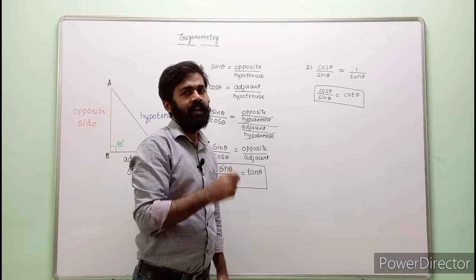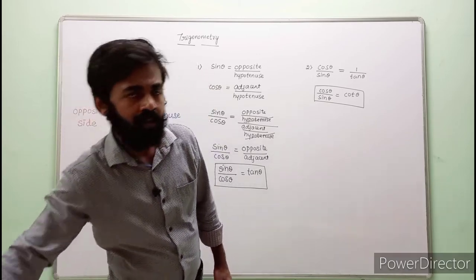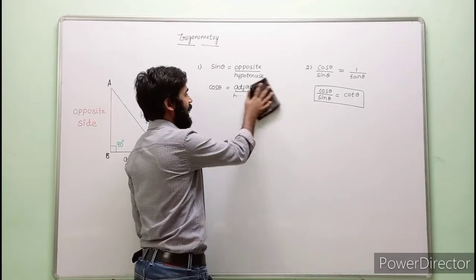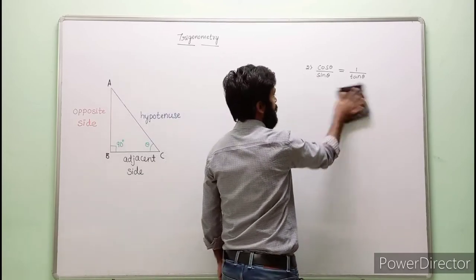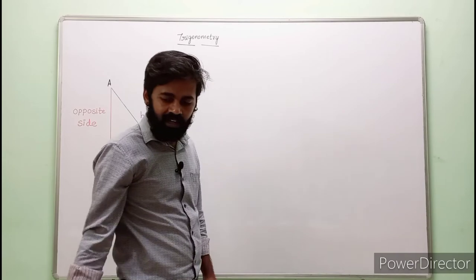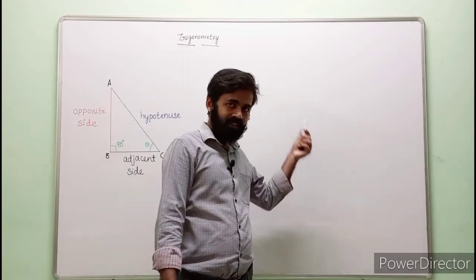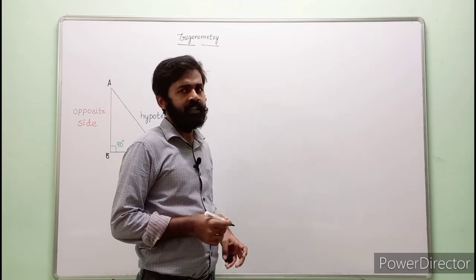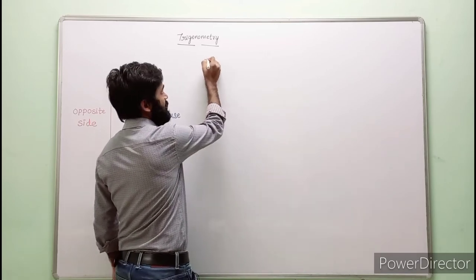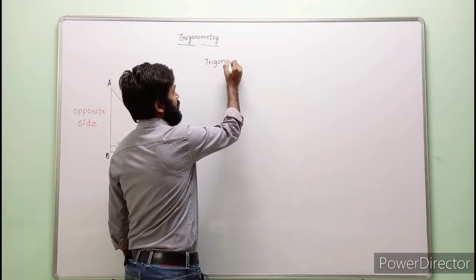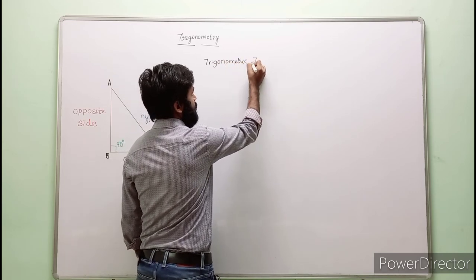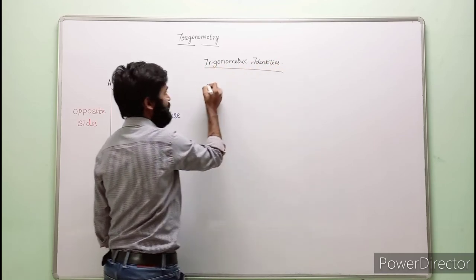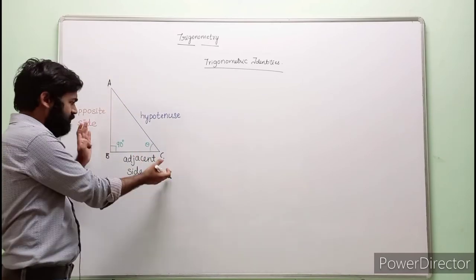Now let's derive three more derivations. They are called trigonometric identities. So first we have derived sine by cos is tan, next cos by sine is cot. Now to derive the trigonometric identities, I'll write the headline as trigonometric identities. First, to derive trigonometric identities, I will use this triangle.